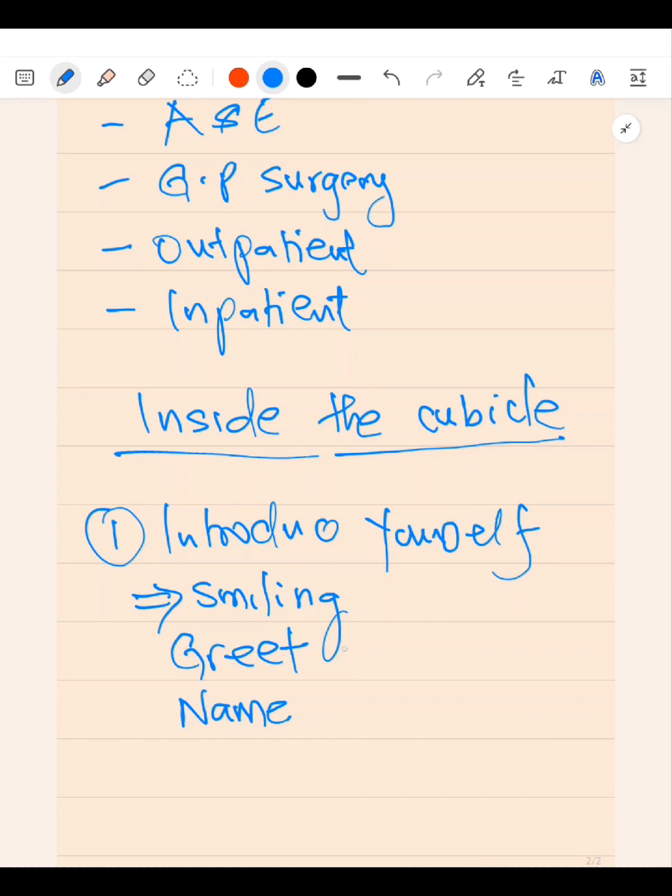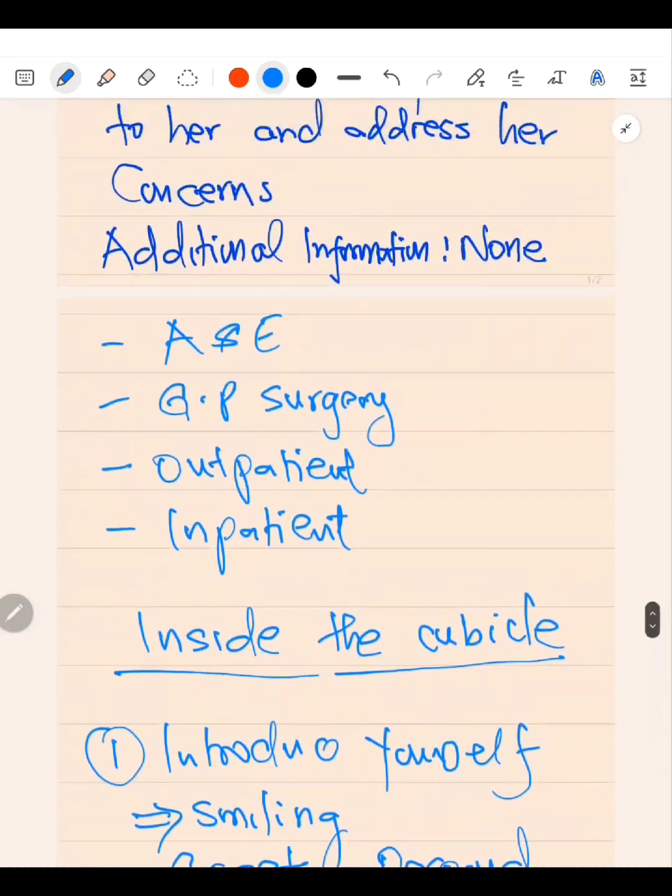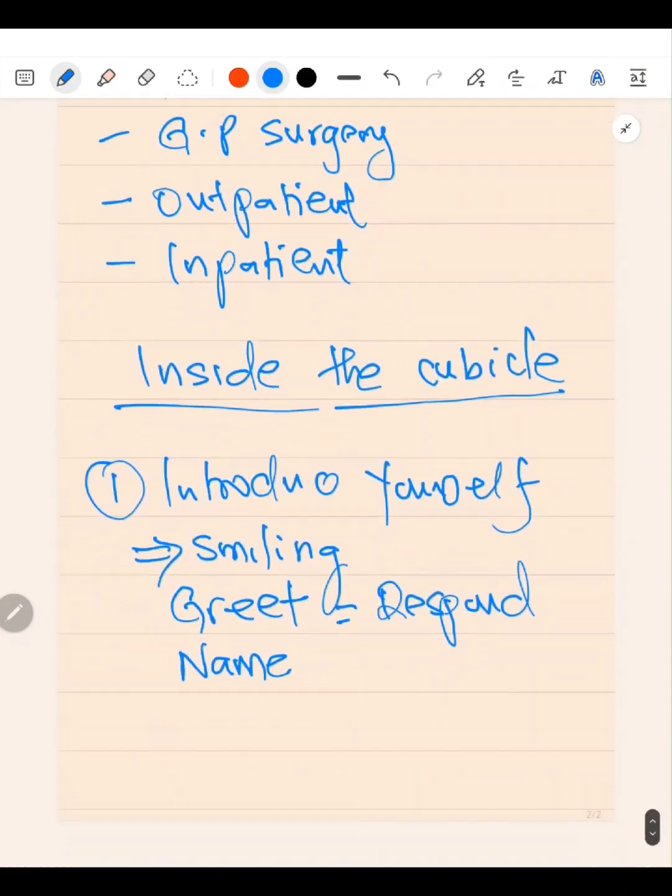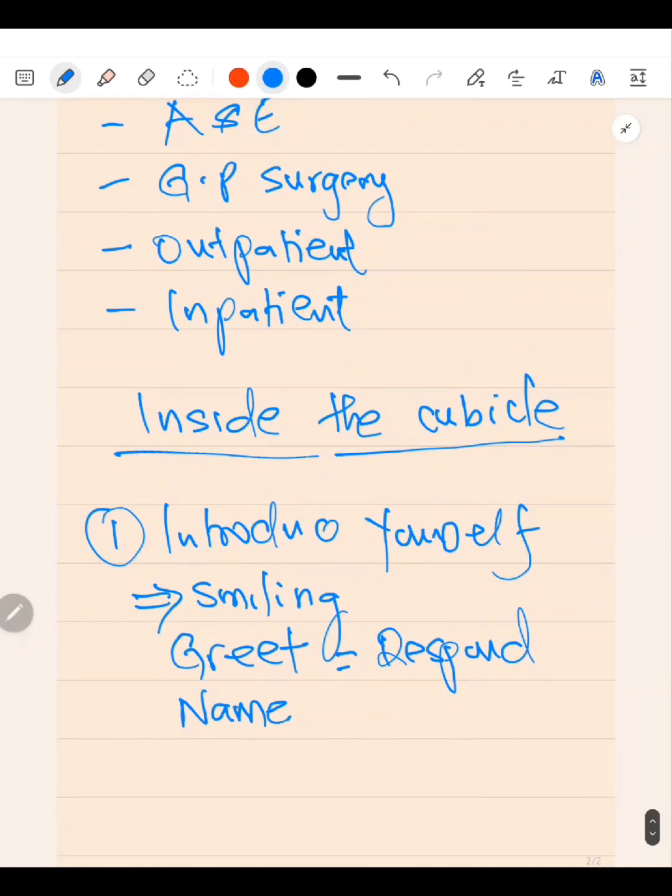So once you say hello, kindly wait for the patient to respond to the greeting. Don't be in a hurry. Don't say, "Hello, my name is Dr." No, hello. Wait for the patient to say hi or hello, and then say, "My name is Dr. Alusiola Emmanuel. I'm one of the junior doctors working in this accident and emergency department." Now you've said your name. Ask their name. If you have forgotten their name, say, "May I know your name, please?"